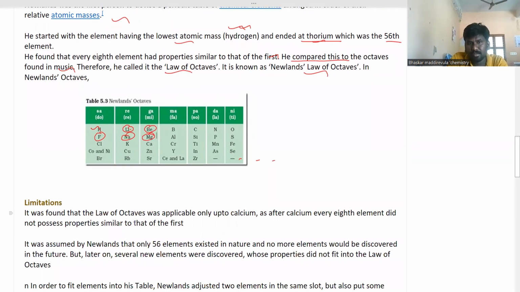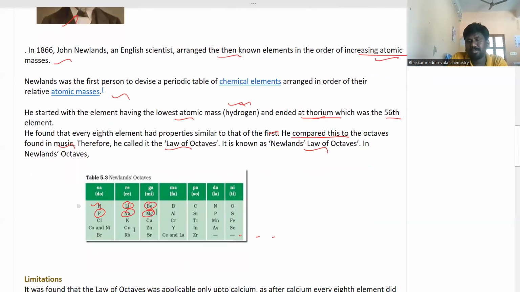Now, when you see the limitations, Newlands arranged the elements in increasing order of atomic masses, and he found that every eighth element resembles the properties of the first element, and he compared that to the octave found in musical notes. That's why he called it the Law of Octaves. This classification is called the Law of Octaves.